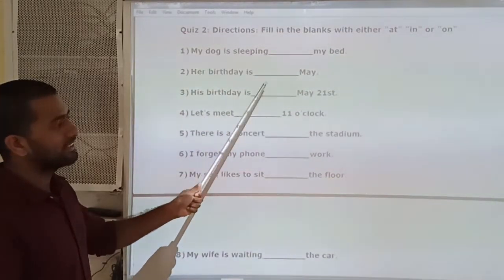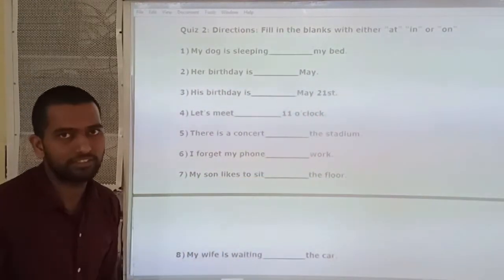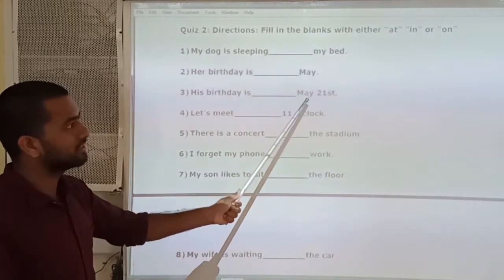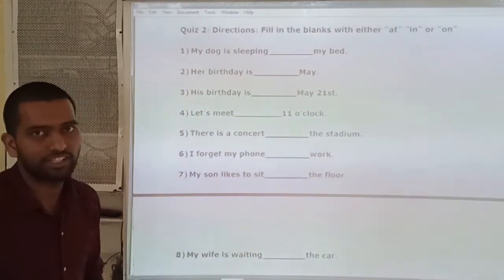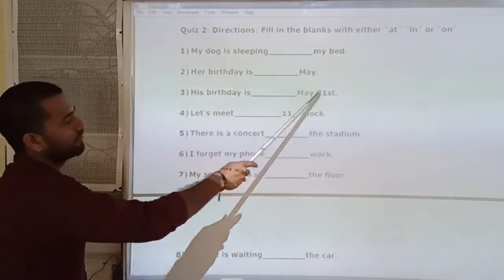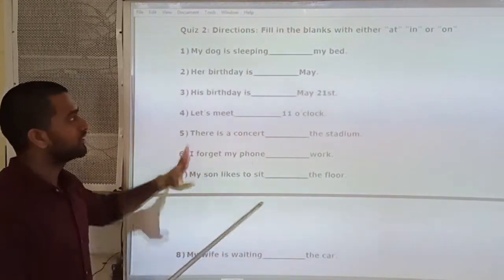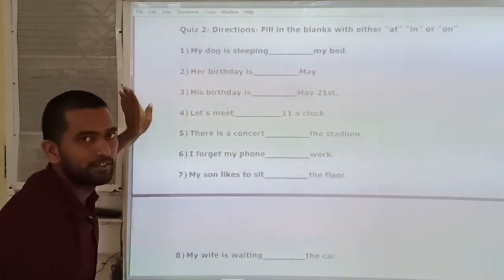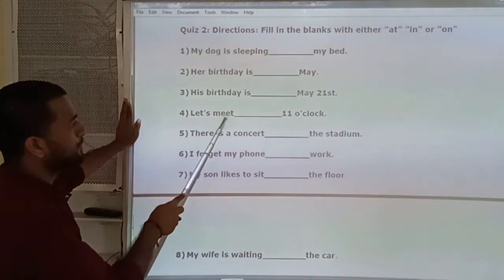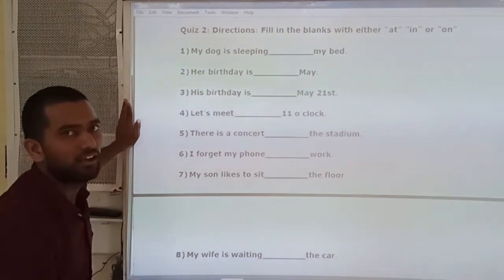His birthday is on May 21st. We cannot say in here because the exact time is mentioned, a specified time. So on May 21st. Don't confuse it. Here in is used because the specific time is not there. It is unspecified.